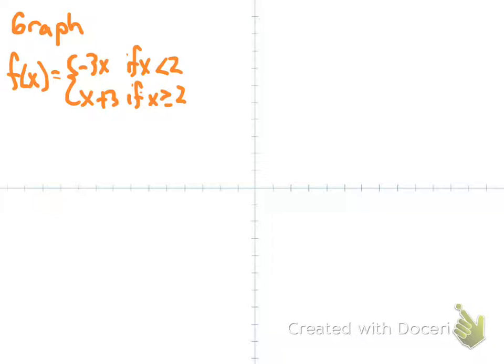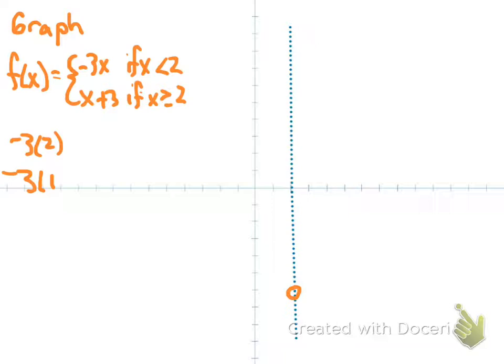f of x is equal to negative 3x when x is less than 2, and it's equal to x plus 3 when x is greater than or equal to 2. So here's 2 spots. There's your boundary at 2. So make a vertical line at 2. I think that helps a lot if you do that. Okay, so let's do at 2, let's say negative 3 times 2 is negative 6. So that would be that point. And then negative 3 times 1 would be negative 3.